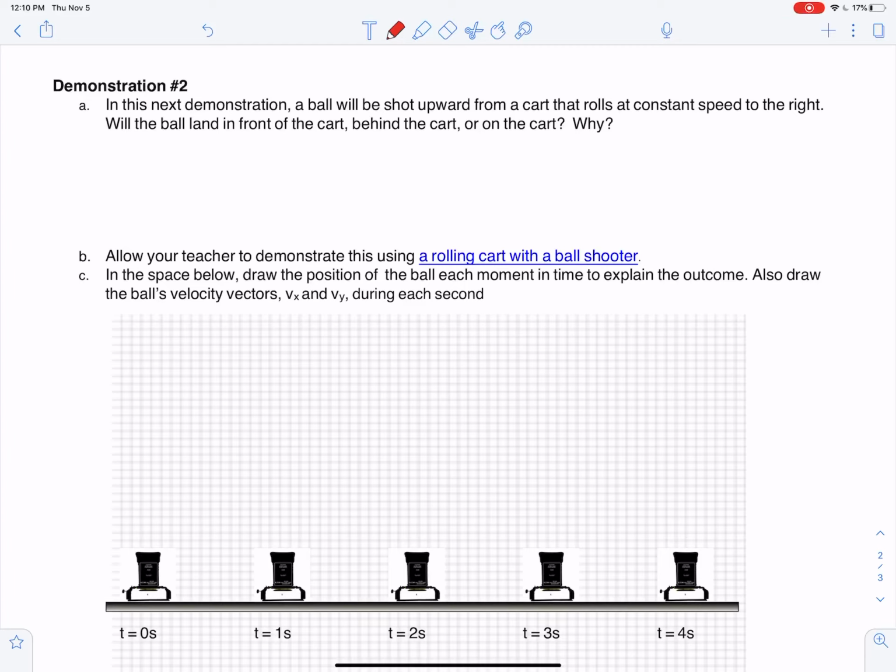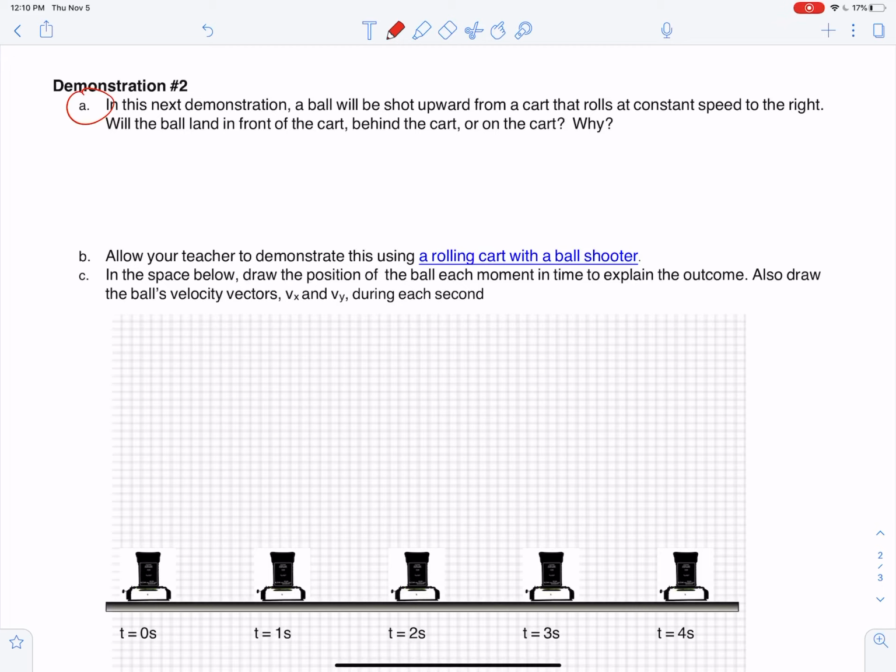Moving on to the second demonstration of projectile motion. In this next demonstration, a ball will be shot upward from a cart that rolls at constant speed to the right. Will the ball land in front of the cart, behind the cart, or on the cart, and why?